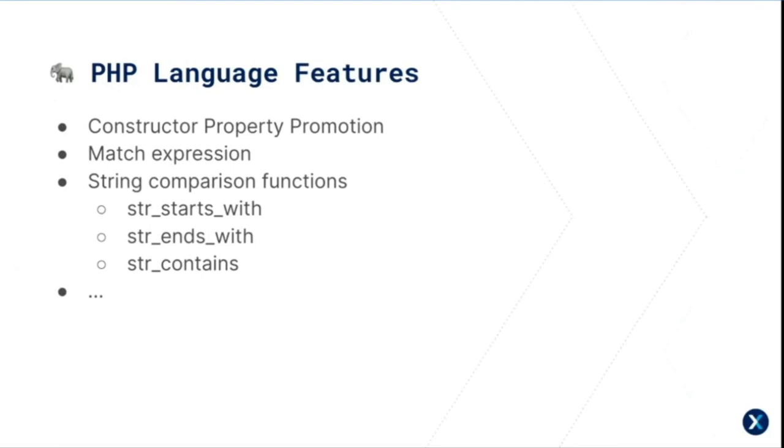PHP 8 has introduced some nice language features that help to improve the quality of your code. Constructor property promotion reduces a lot of boilerplate code at the top of your classes. Like you declare five different properties, and then you've got to document them in your PHPDoc for your constructor, and then you've got to put them as arguments for your constructor, and then you've got to initialize them in your constructor. But with CPP for short, you do it all in one line. It's a lot neater.